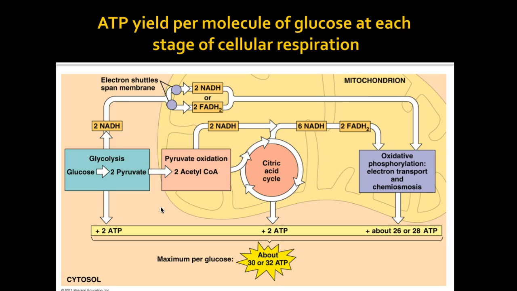ATP variations do occur. But ultimately, where are we getting the numbers from? We get 2 ATP out of glycolysis, we get 2 ATP out of the citric acid cycle, and we get about 26 to 28 ATP out of the electron transport chain, which yields about 30 or 32 ATP maximum per glucose molecule going into aerobic respiration.